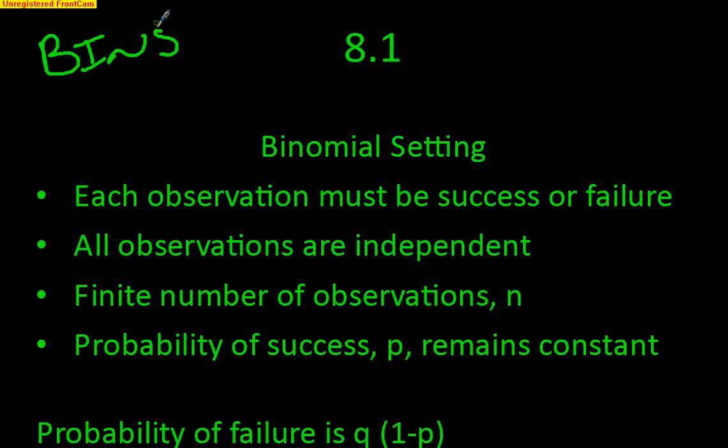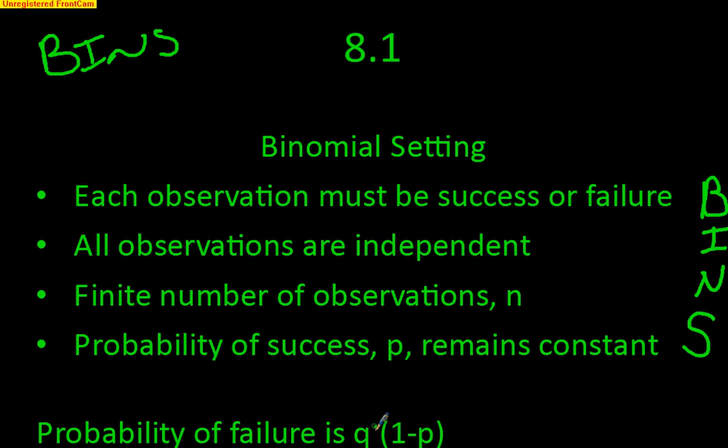So let's look at how BINS fits in with this. Each observation must be success or failure, and success or failure is what binomial means. Each observation is independent. That's the I in BINS. There's a finite number of observations, that's n, for finite, and the finite number is n. N's always our sample size. Probability of success, S, stays constant.